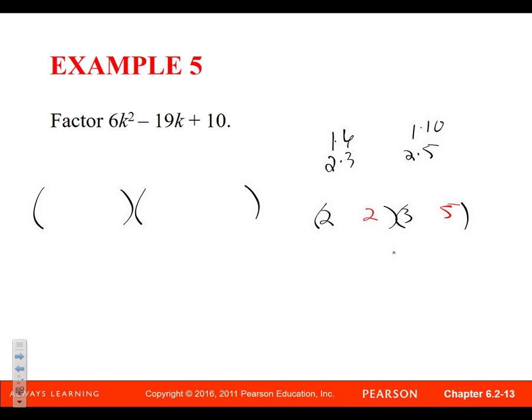Now what I need to do is check for the middle. So the product of the outside is 10. The inside is 6. If I add them, I'm going to get 16. If I subtract them, I get 4. Is that what I'm looking for in the middle? No. So it's not that set.